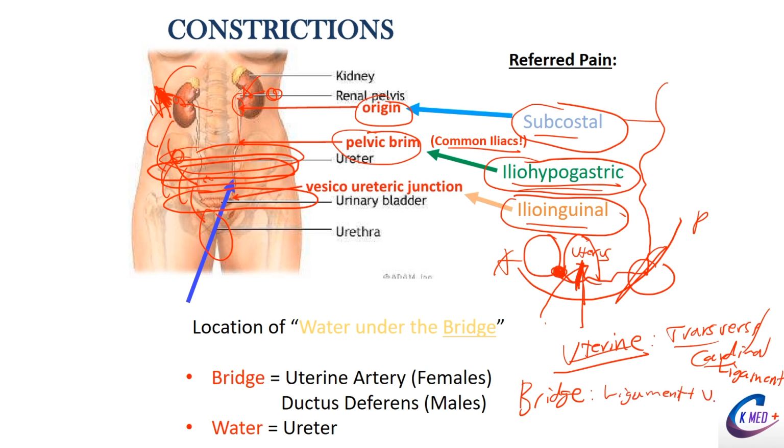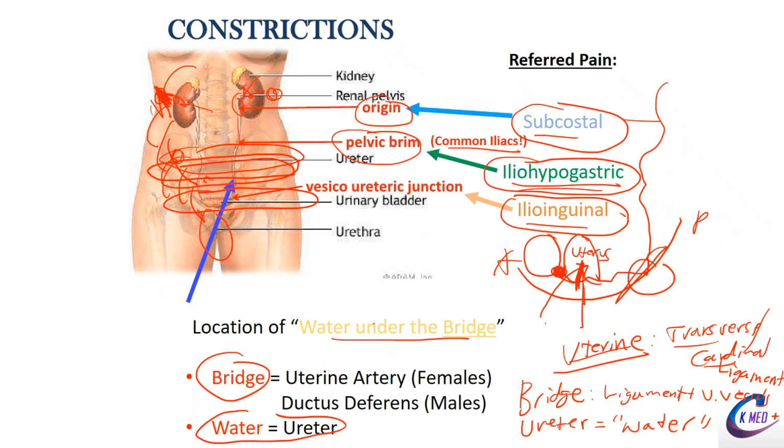plus uterine vessels. Okay, and then under that we have a ureter that runs under it, and we would call this water. And so they give this dumb phrase, and I don't know why it's that important, but this is the water under the bridge. Okay, so instead of asking why this is important, let me give you the actual question you're going to get, if you get one, about this.